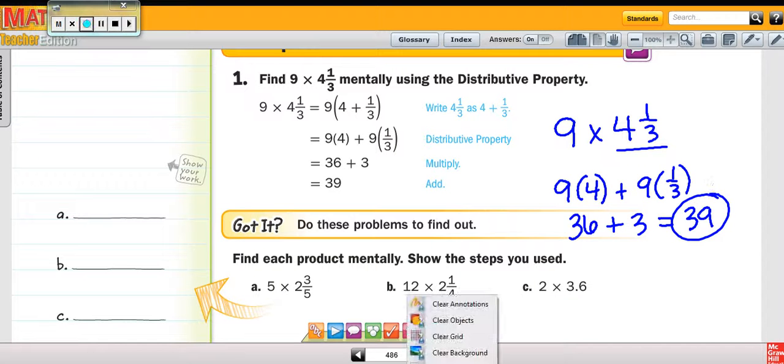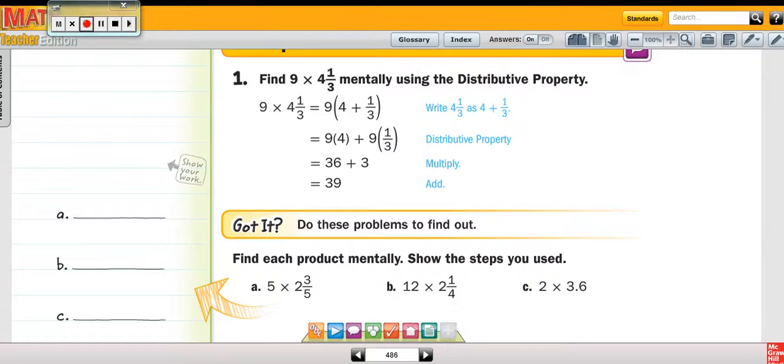On the got, it's A, B, and C. I know you're going to do this mentally, but for the practice of it, I want you to write out the steps that you're going to use on A, B, and C, and show me the mental math that you're going to do. Okay, go ahead with your group at this time. You can pause the video and solve those problems.